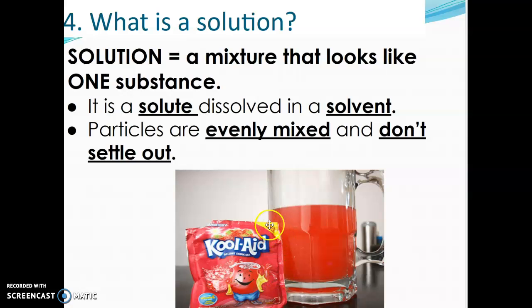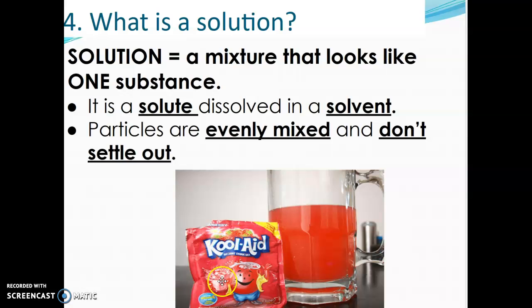So in this example down here, the Kool-Aid is the solute. When we add it to water, which is our solvent, we form a solution. Solute plus solvent equals solution.